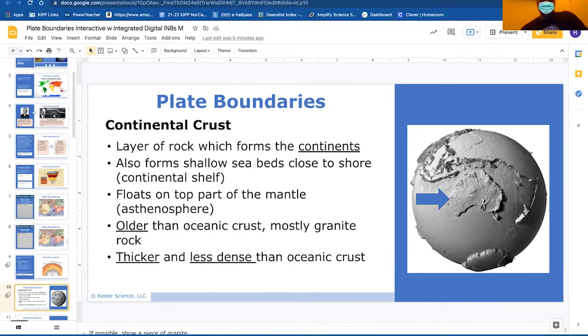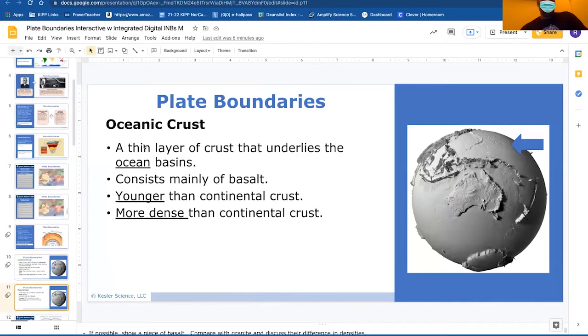We'll continue on. Plate boundaries, oceanic crust, a thin layer of crust that underlies the ocean basins. That lines the large areas of ocean way out here and underneath here. That's all oceanic crust. Younger than continental crust, and it's more dense.